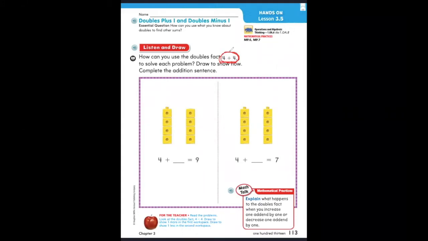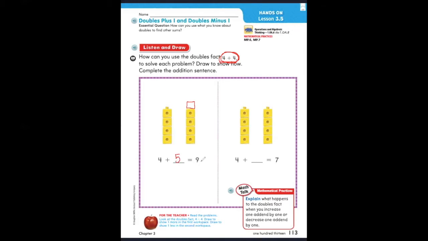How can we change the towers to show one more? We can change the towers by drawing one more cube on the second tower. What addition sentence describes this picture? 4, 1, 2, 3, 4, plus 1, 2, 3, 4, 5. 4 plus 5.